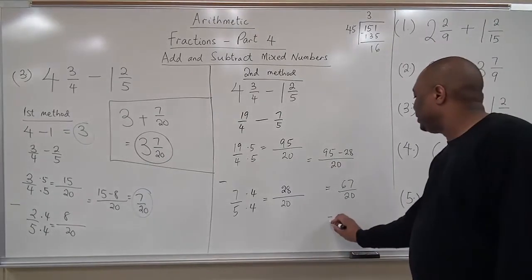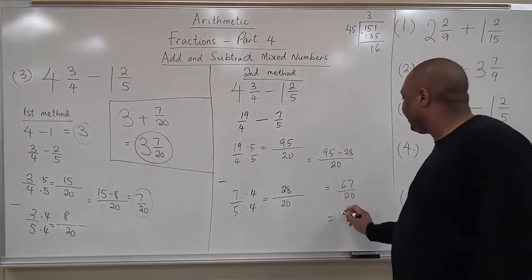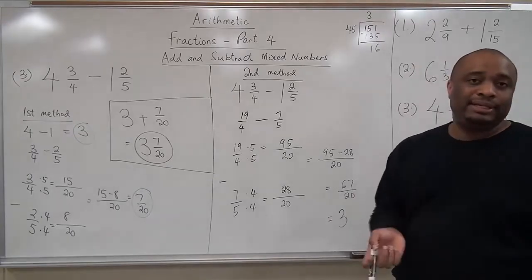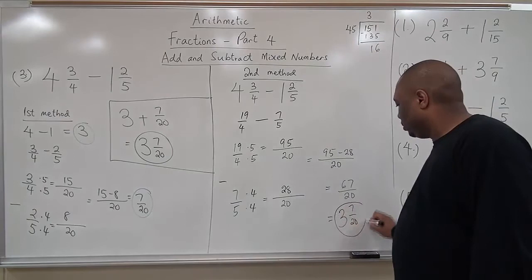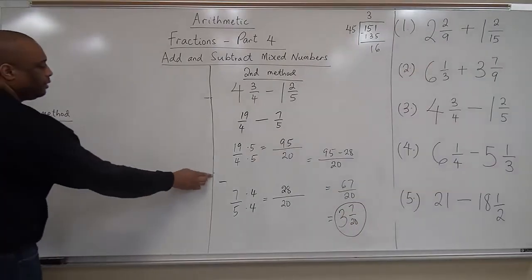67 over 20. 20 into 67 is going to give us 3, because 20 times 3 is 60. 3 whole number, 7 over 20. This becomes the answer.